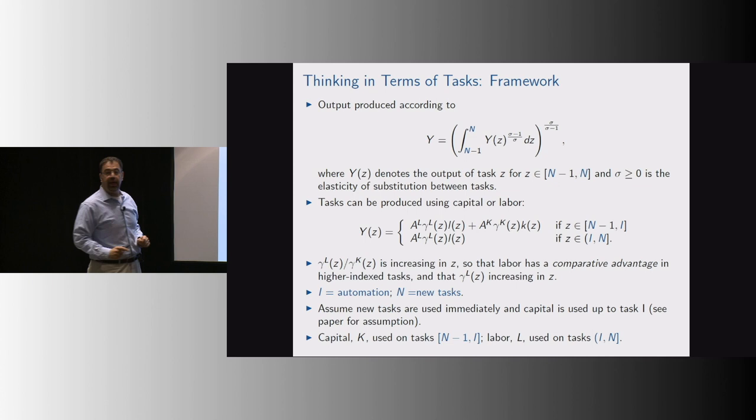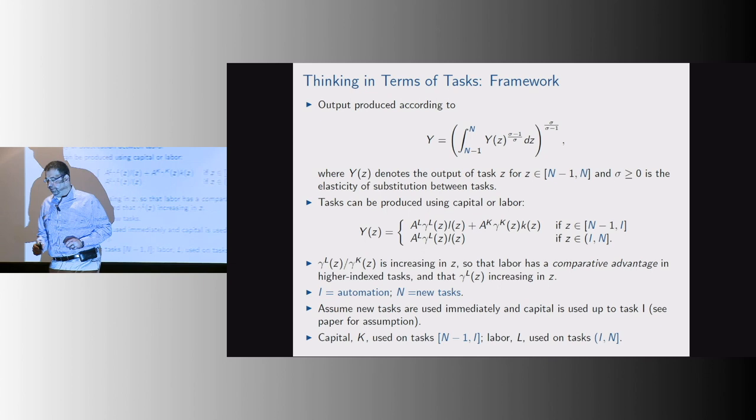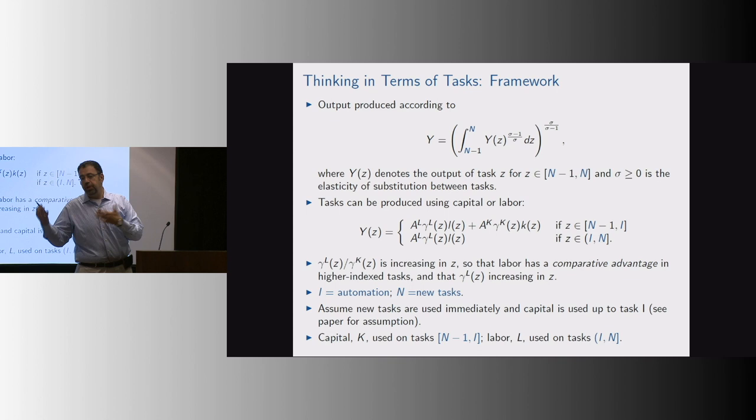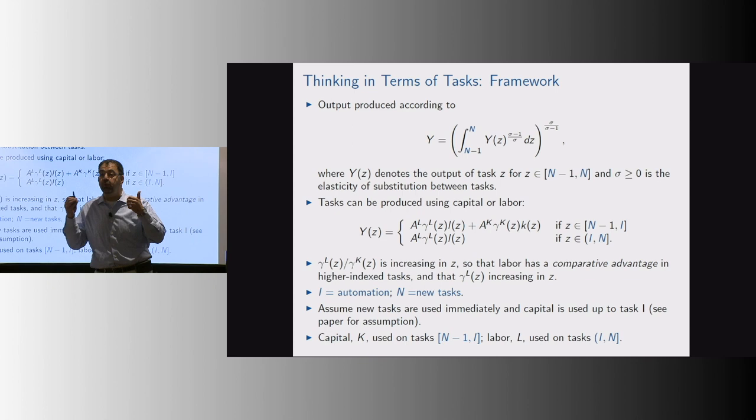And by new tasks, we mean expansion of the set of tasks. And then we're assuming that these gamma L, gamma K are such that labor has a comparative advantage in new tasks. So the key thing is that by new tasks, there might be, of course, new tasks that are just performed by capital. But for us, new tasks are those in which labor has a comparative advantage.